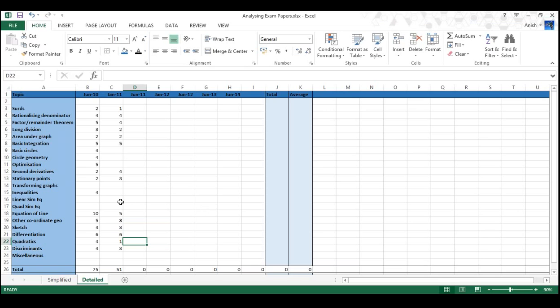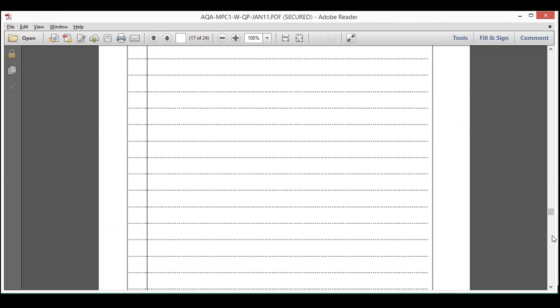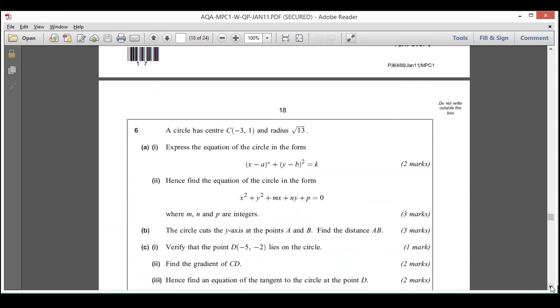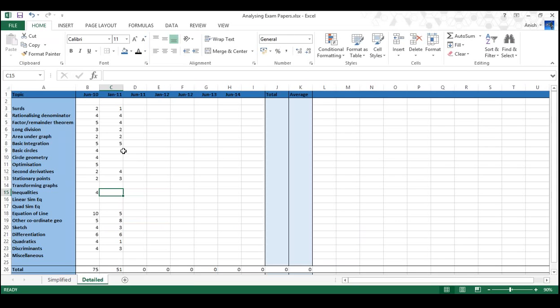Now let's look at our gaps. So we're probably going to expect something on circles, something on optimization to come up, something on inequalities. That's just a prediction. And let's see what it is. Circles, yeah, find the equation of a circle and hence find the equation in this form. So from there to there, all you're doing is multiplying it out. So I think I can put that all with basic circles. So I'm going to call that 5 marks on basic circles.